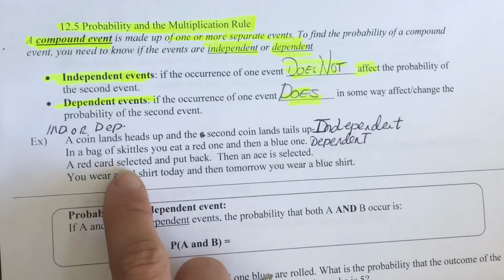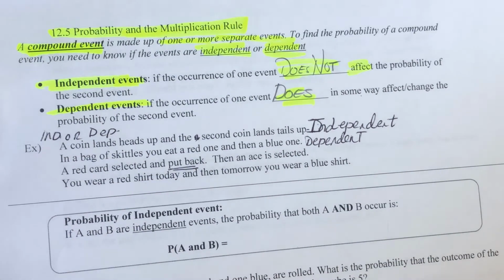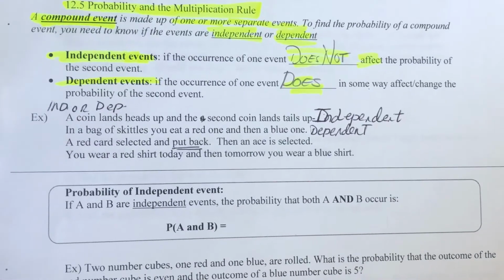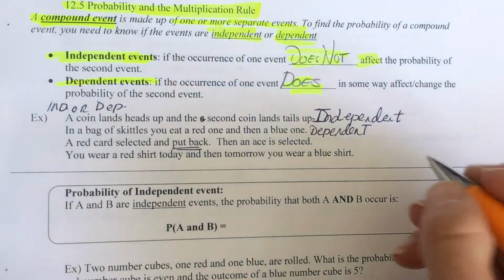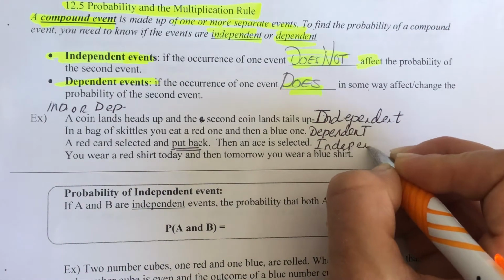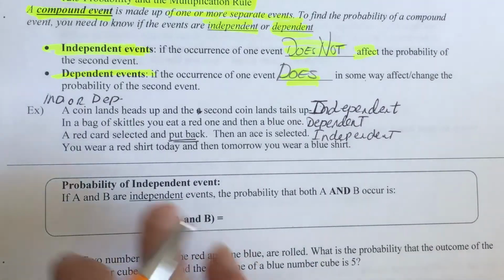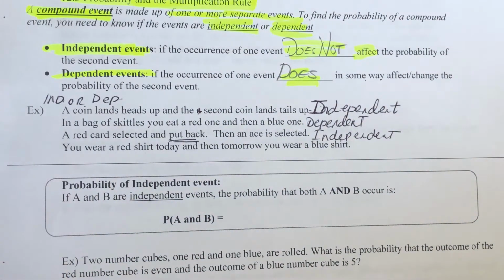A red card is selected and put back. Then the ace is selected. The fact that I put it back means that it is independent. I didn't affect the second choice, right? Now, if I said I pick a red card, period, then I pick an ace, that affects me picking an ace because there's one less card in the deck.